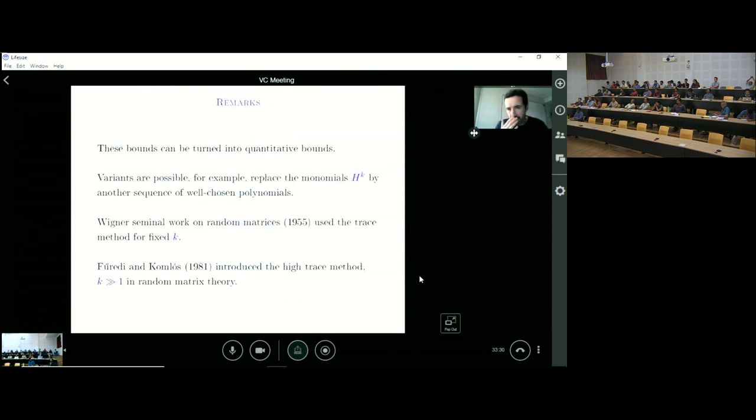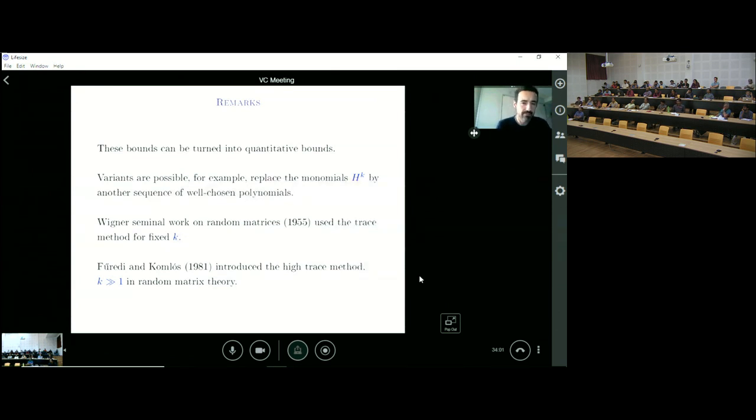Okay, so I was always giving a limsup and liminf in these statements, but you can make very precise quantitative bounds, which I will not do here. You can replace the monomial H to the k by other sequences of polynomials. We will see one example of that in two days, probably.